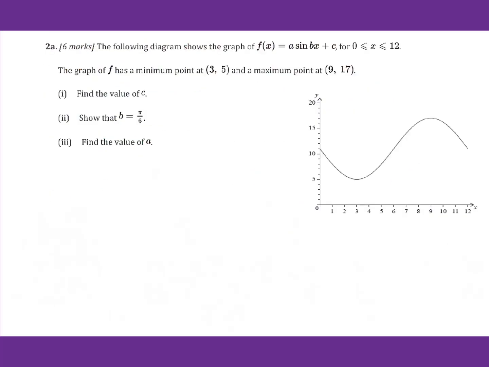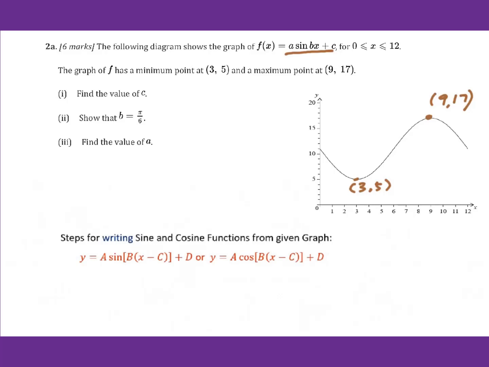Let's look at an example. The following diagram shows the graph of f of x equals a sine bx plus c, for x between 0 and 12. The graph f has a minimum point at (3, 5) and a maximum point at (9, 17). Find the value of c.